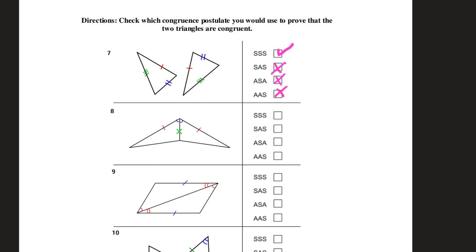Number 8, we have two triangles. They do share this side. This is the included angle, and then they share one side. Definitely not side, side, side. Definitely not angle, angle, side, nor angle, side, angle. So your answer is side, angle, side.